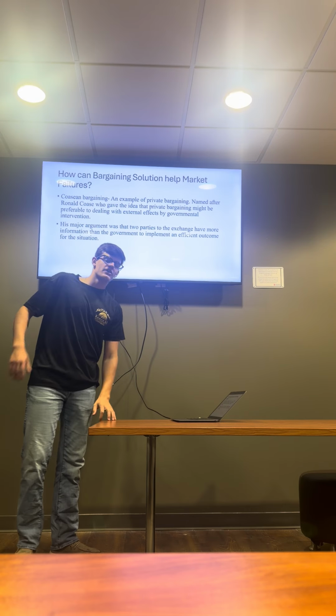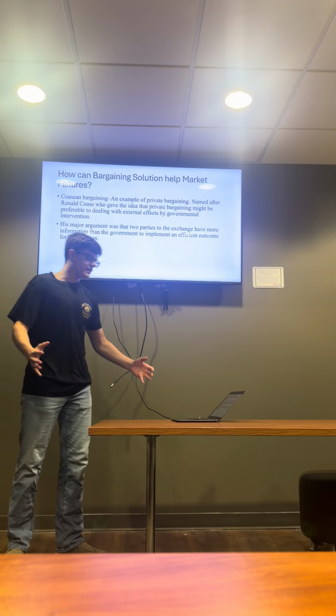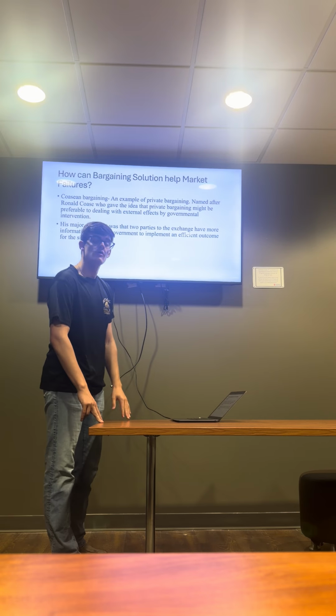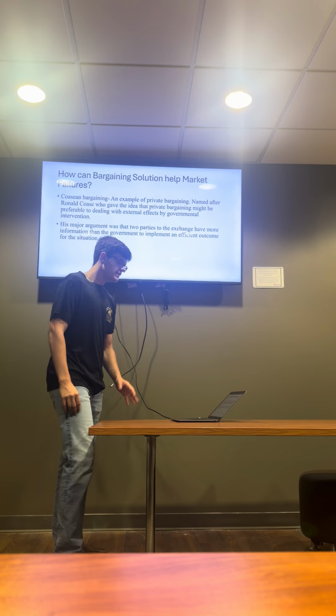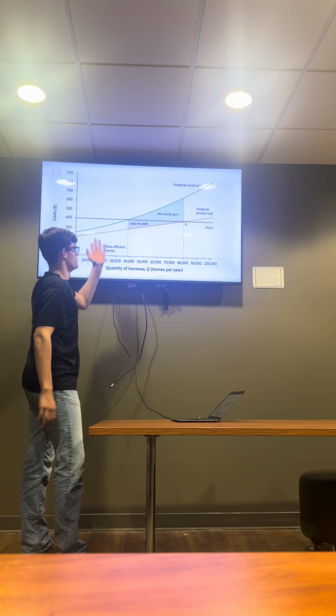So, say there are two parties like the fishermen and the producers. They are able to come to an agreement without the government because they know more about what they're doing than the government does. This is very important, as shown on this graph.